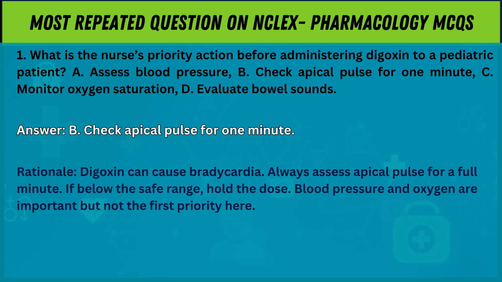Rationale. Digoxin can cause bradycardia. Always assess apical pulse for a full minute. If below the safe range, hold the dose. Blood pressure and oxygen are important, but not the first priority here.